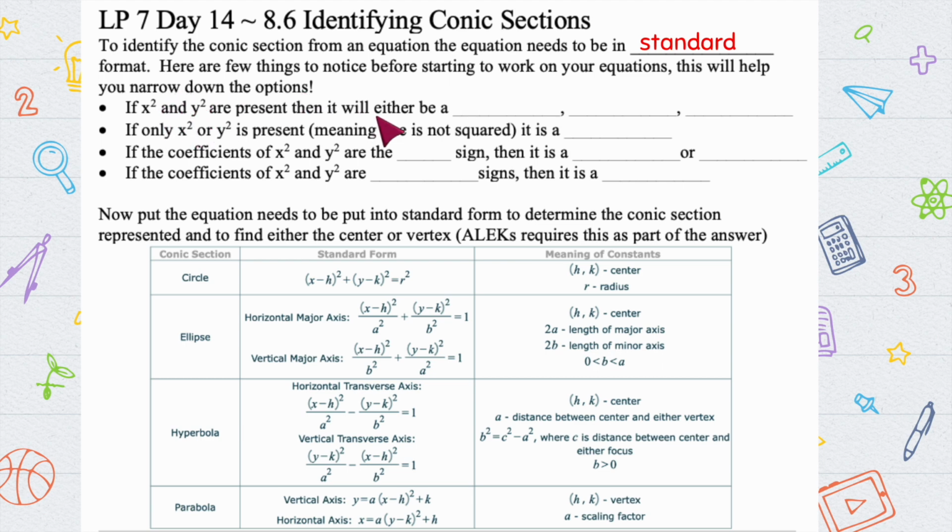So if x squared and y squared are both present, then you're either having a circle, an ellipse, or a hyperbola. So that doesn't narrow it down too much, but it's not a parabola. A parabola only has one or the other. So if only x squared or y squared is present, meaning that one is not squared, you only have one or the other squared, then it is a parabola. So you know right away what it is.